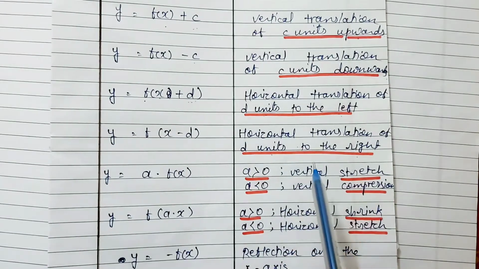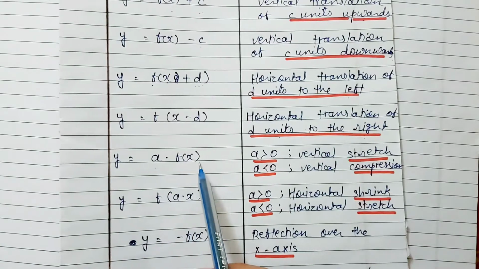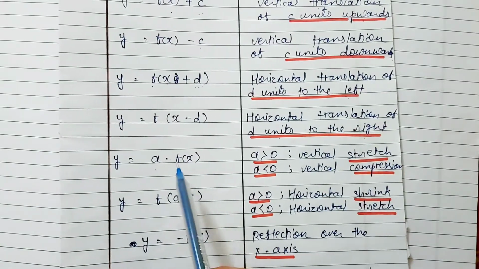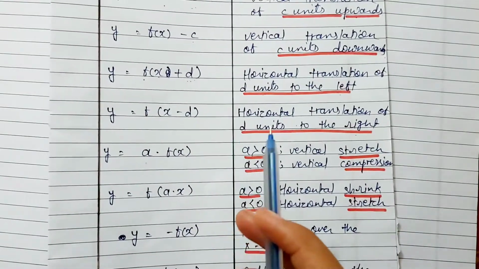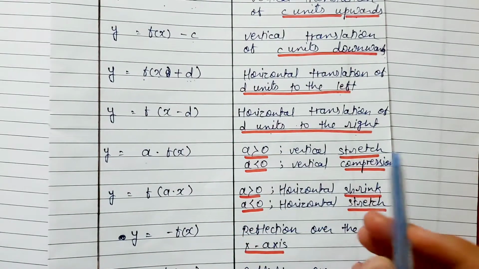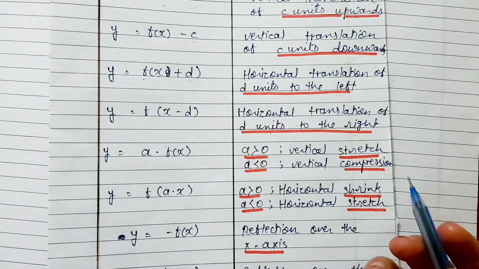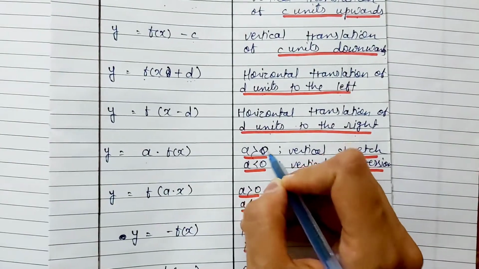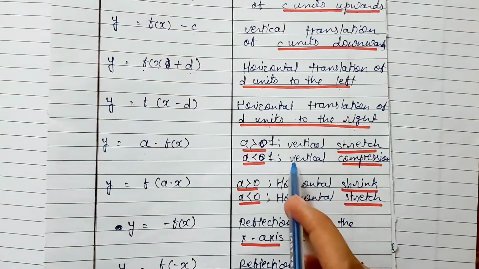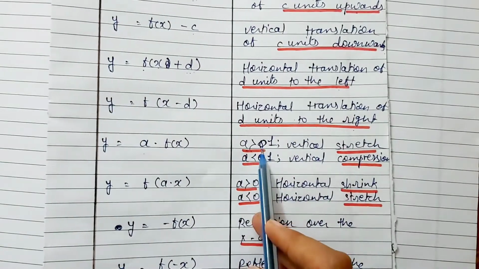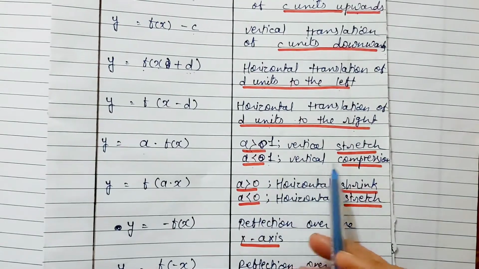Now we will talk about vertical stretch and horizontal stretch. So a multiplied by f of x. Now remember a and c are related to the y-axis. So a means vertical stretch or vertical compression. Now here you need to remember that if a is greater than 1, sorry, I said greater than 0, but I believe it is greater than 1, and if a is less than 1, it means that, so when a is greater than 1, it means vertical stretch, and when a is less than 1, it means vertical compression.